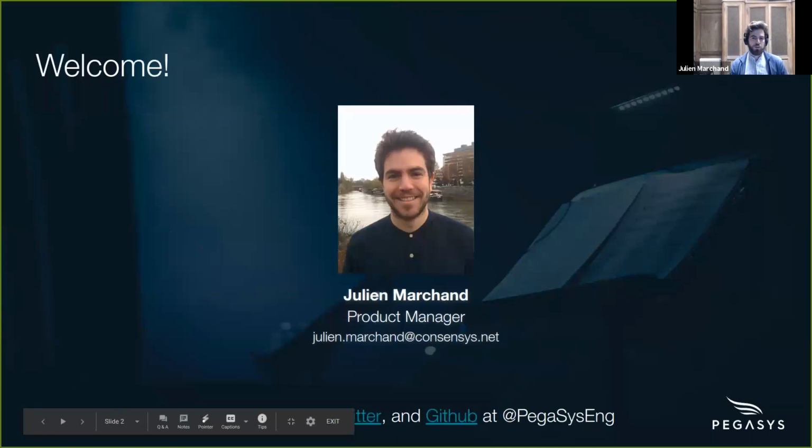So I'm Julien Marchand. I'm a product manager at PegaSys, especially working on PegaSys Orchestrate. So prior to joining Consensus, I've been working at Ernst & Young, so EY, for about 3 years in the consultancy and development field. And then I've been working for a year at Consensus Solution, especially as a technical lead and an architect, and facing clients trying to design and build enterprise application for clients.